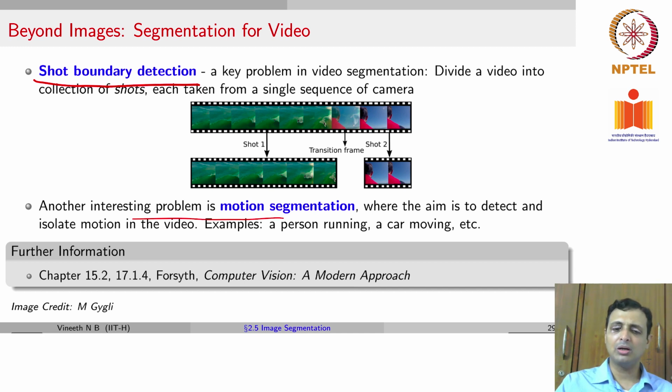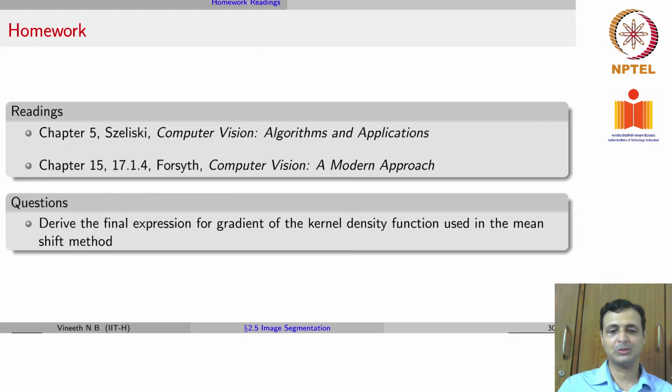Another important task with videos is what is known as motion segmentation, where you may want to isolate the motion in the video of an object. So you could be wanting to isolate a person running. For example, there's a football game and you want to track a person moving with the ball from one end of the field to the other end of the field, or you may want to track a car, so on and so forth. So for further information on this, please look at chapters 15 and 17 of the David Forsyth book in the references for this course.